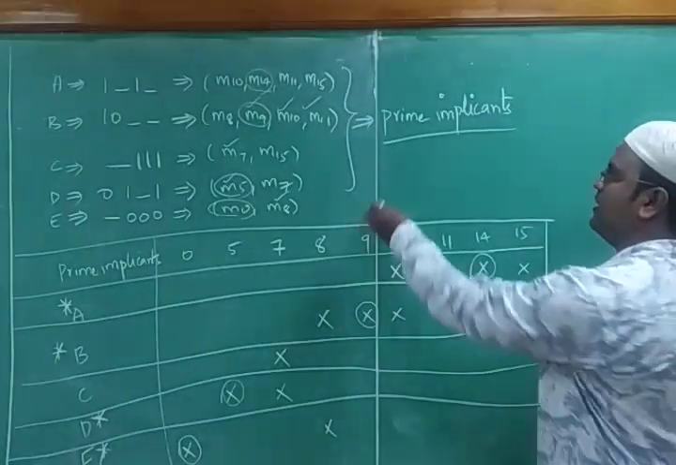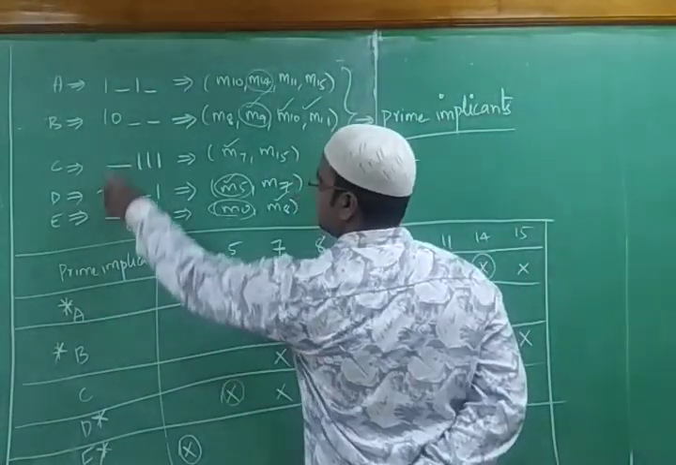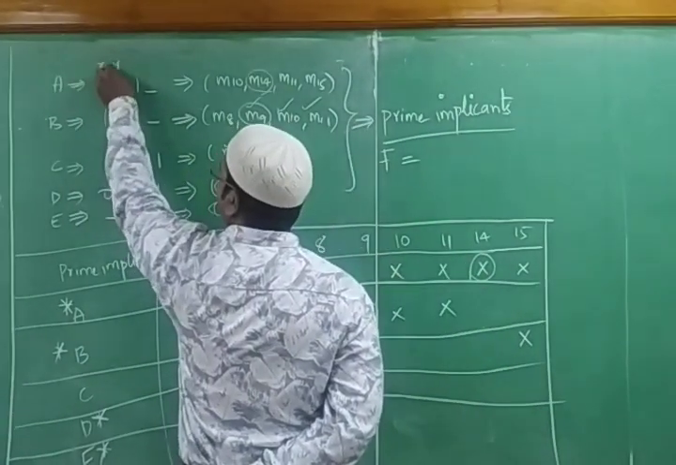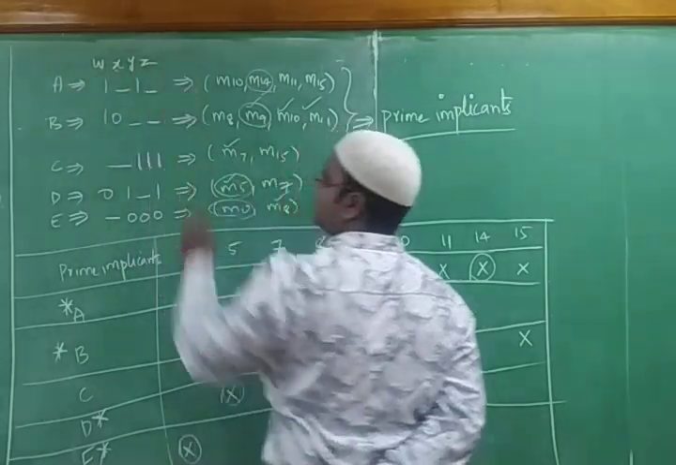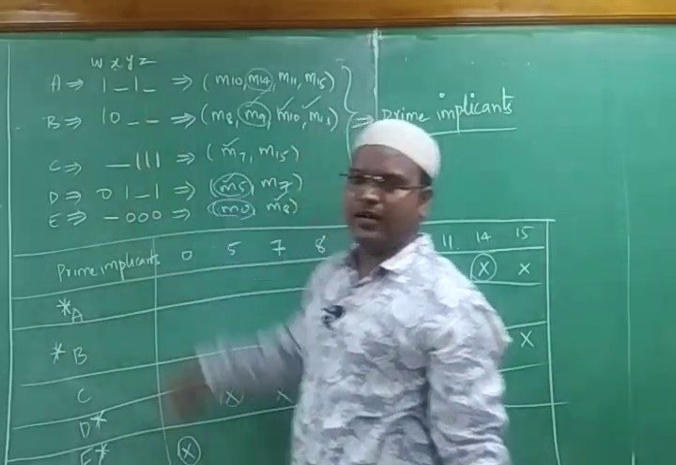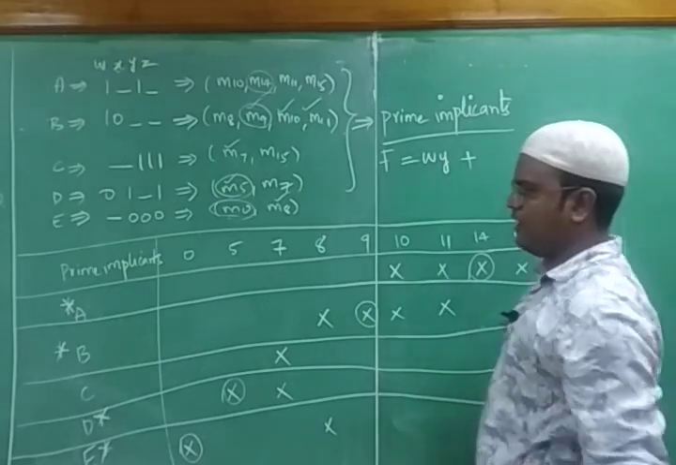So how do I write the full answer for it? What is A? Tell me A. 1 dash 1 dash. That means this is your X, Y. What is given in the question? W, X, Y, Z. These are variables, no? So tell me, W is 1 and Y is 1. That means the first answer is WY by A.